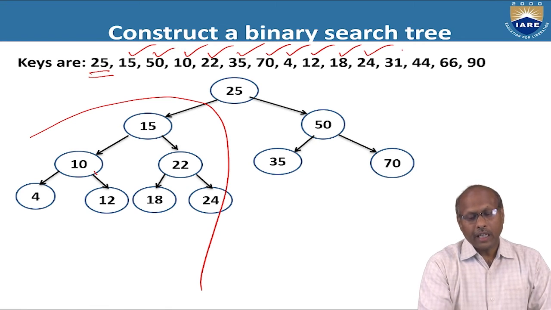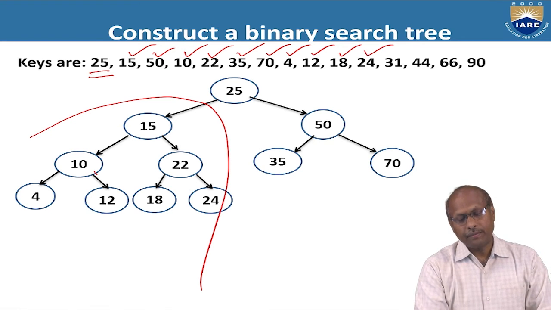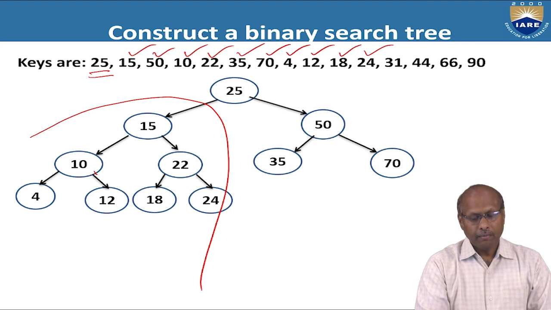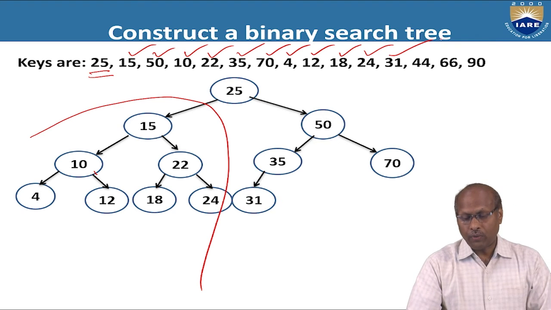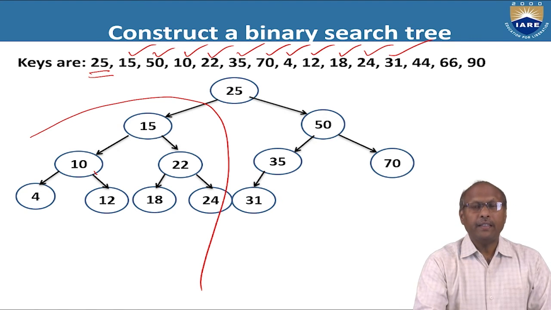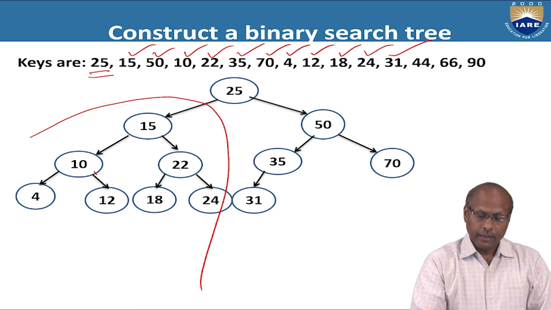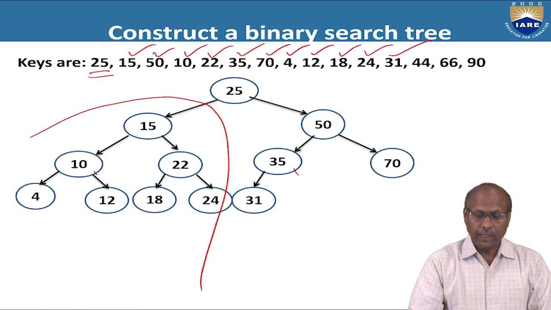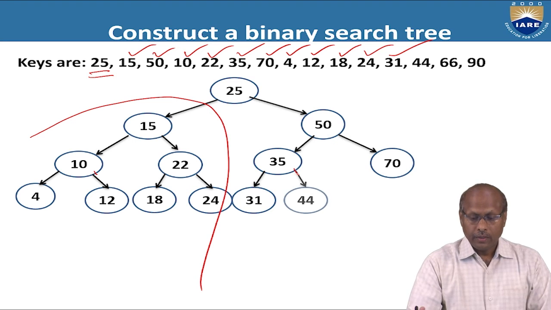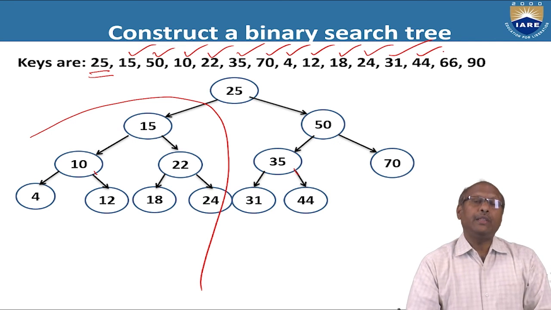Next 31. 31 is greater than 25, so go right side. But less than 50, but less than 35. So next 44. 44 is greater than 25. That means right subtree. But less than 50, but greater than 35. So come right of 35. So based on the value you have to decide in which side the data comes.